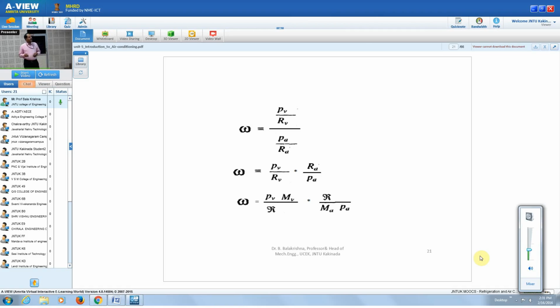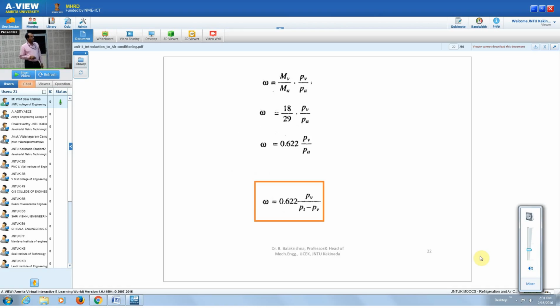So finally you calculate all these things, then we will get, next slide, the specific humidity or humidity ratio, 0.622 Pv by (Pt minus Pv). This is the formula we finally get, and therefore if you know the partial pressure of water vapor and the total pressure Pt, then we can calculate the specific humidity.